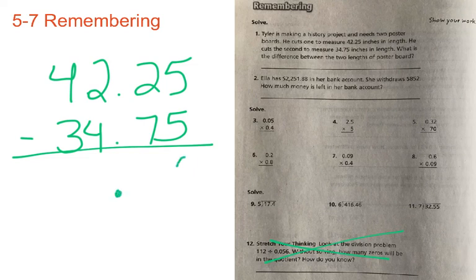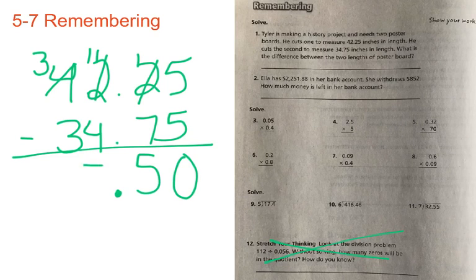5 minus 5 is equal to 0. You can't complete 2 minus 7, so we have to borrow. The 2 becomes a 12, and this 2 becomes a 1. So 12 minus 7 is equal to 5, and this 1 we're going to have to borrow. The 4 becomes a 3, and this 1 becomes an 11, and 11 minus 4 is equal to 7. And 3 minus 3 is equal to 0. So the difference is 7.5 inches. So it says, what is the difference between the two lengths of poster board? And it's going to be 7.5 inches.